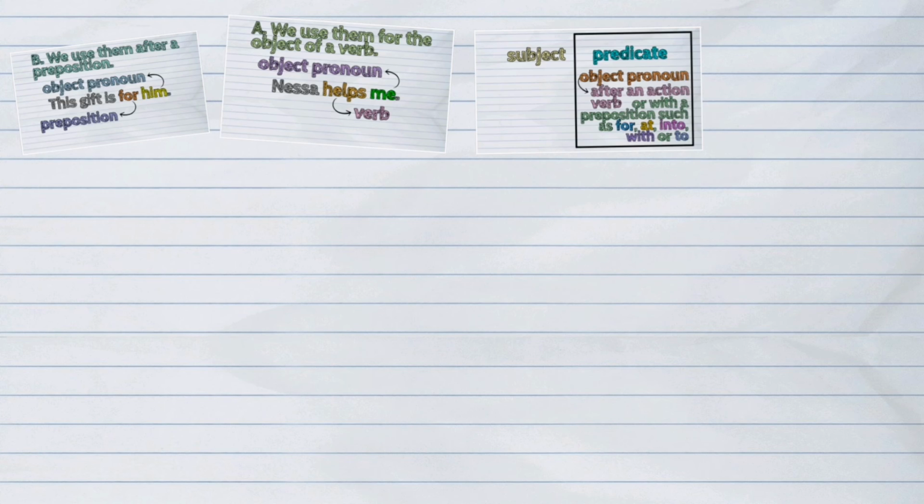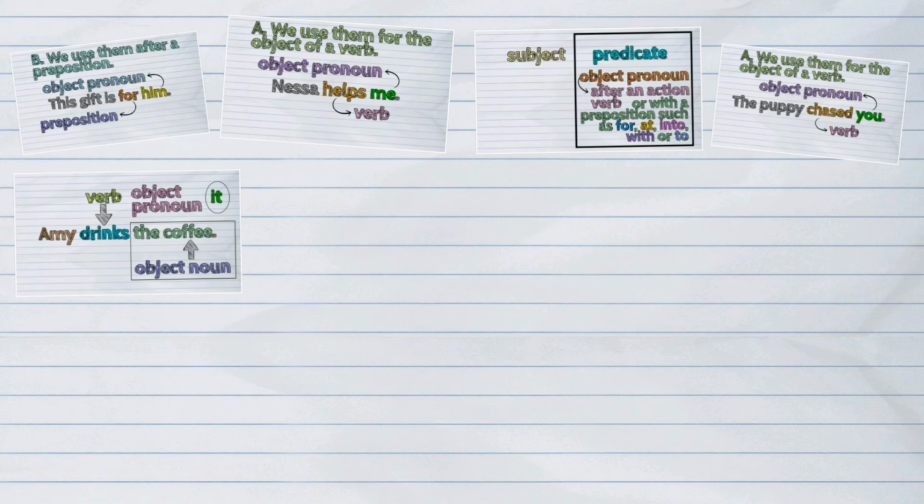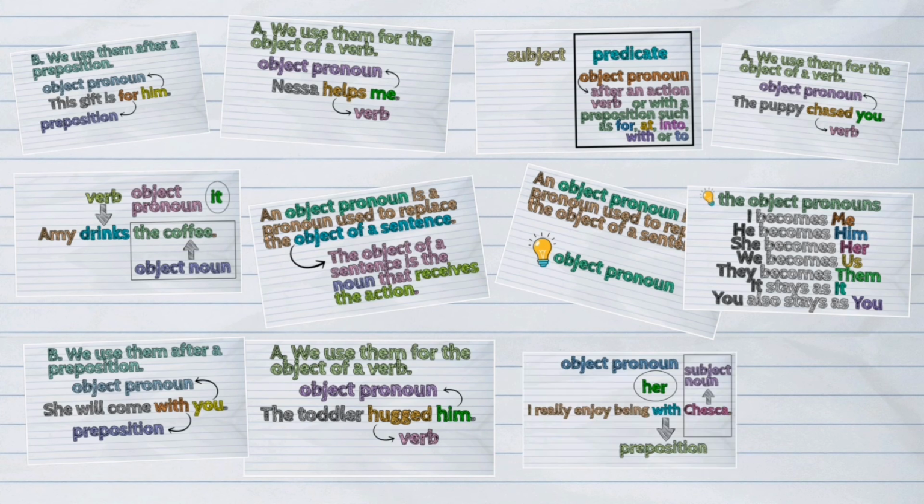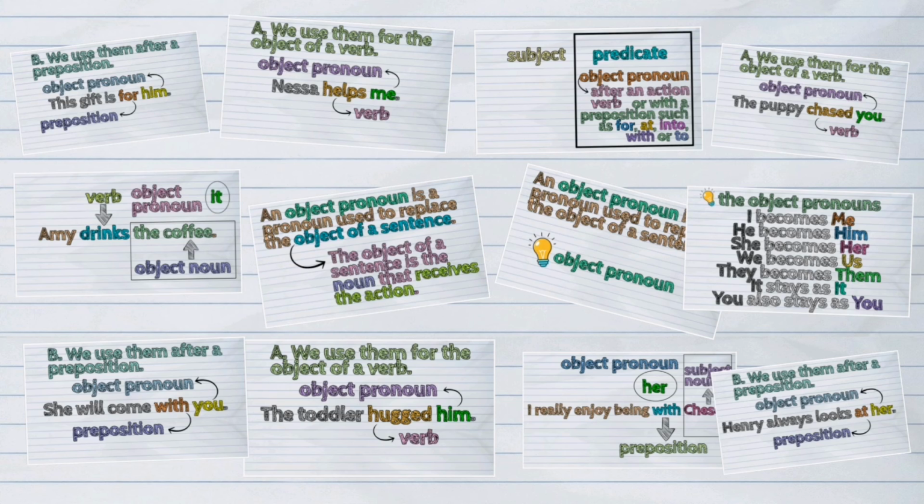And that was the definition of the object pronoun. Again, object pronoun is a pronoun used to replace the object of a sentence. The object of a sentence is the noun that receives the action. It is usually used in the predicate of a sentence after an action verb or with a preposition such as for, at, into, with, or to.